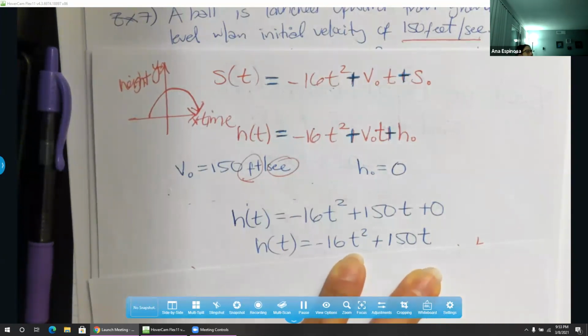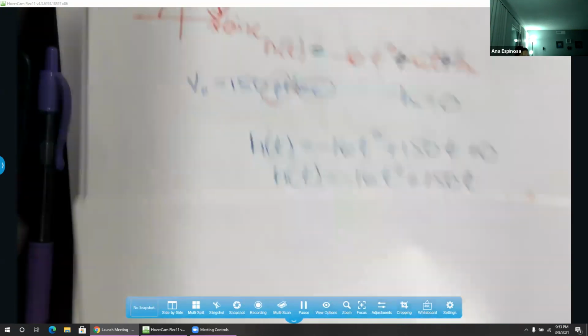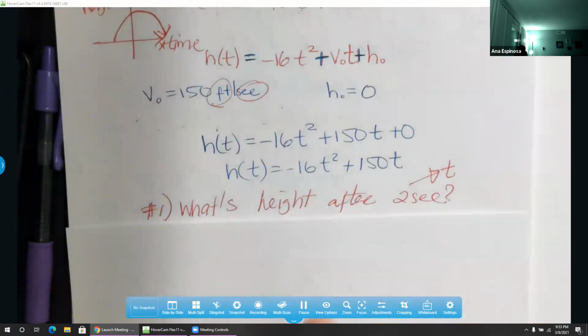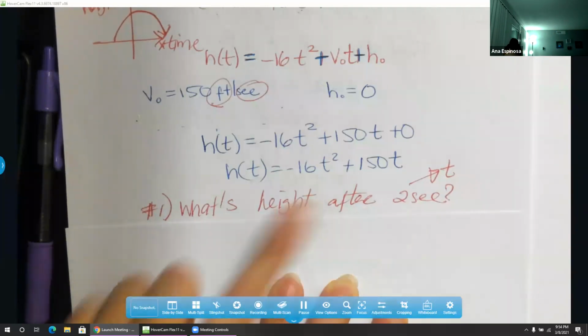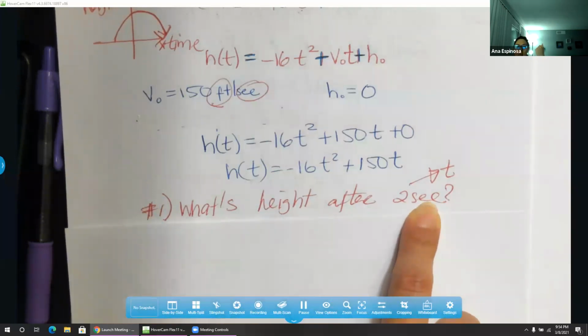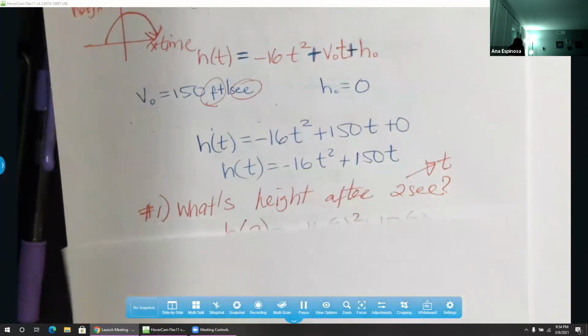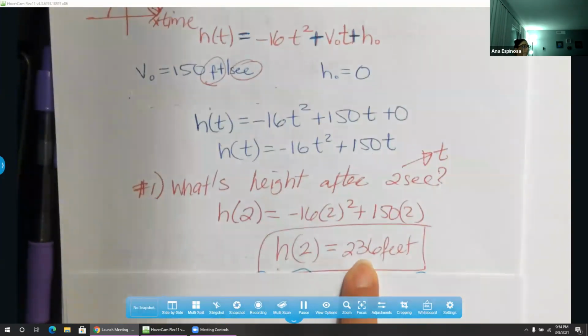Once we have our equation, I can ask you anything regarding this equation. Okay, so let's ask you, for example, what's the height after 2 seconds? So this is a parabola motion, and the x is time, and the y is the height. And I asked you, what is the height after 2 seconds? That means this is time. Of course, 2 seconds is time, and you want to know the height. So you're going to plug in 2 for t. And that's it. H of 2 is going to produce whatever number that means the height at that specific time, which is 2 seconds.